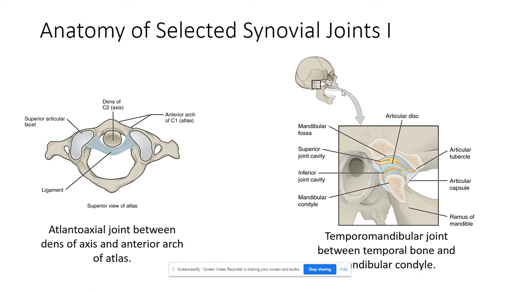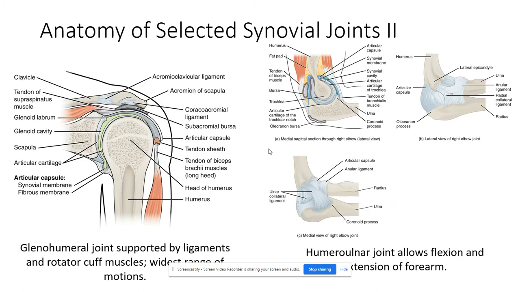The temporomandibular joint is located between the temporal bone and the mandibular condyle. And of the synovial joints, I selected the glenohumeral joint, which is supported by a variety of ligaments and the rotator cuff. It has the widest range of motion. This is also identified as a ball and socket joint. You have an array of tendons and sheaths that are located here.